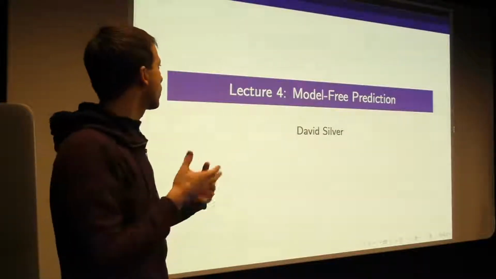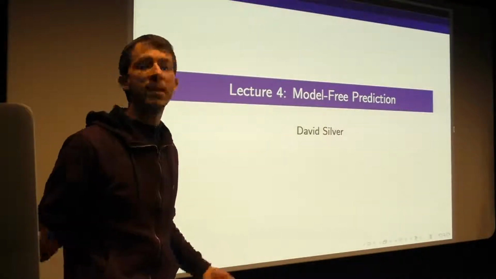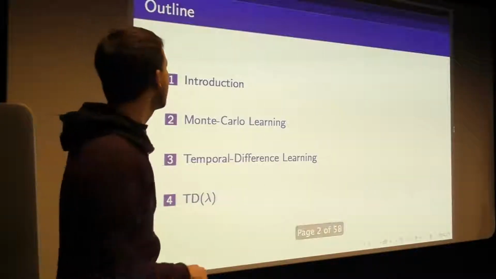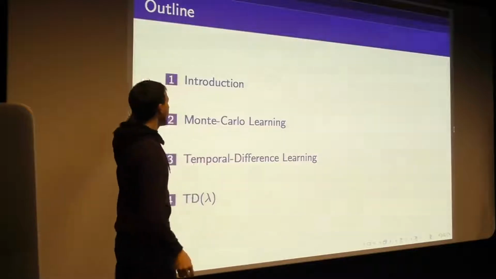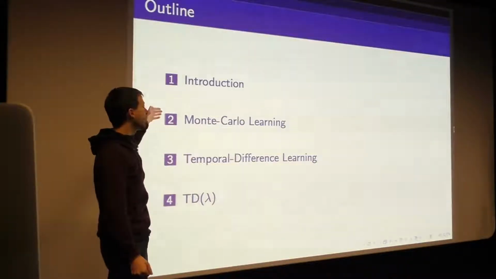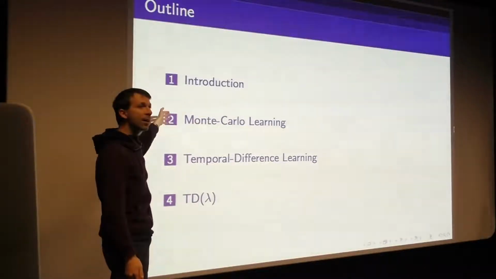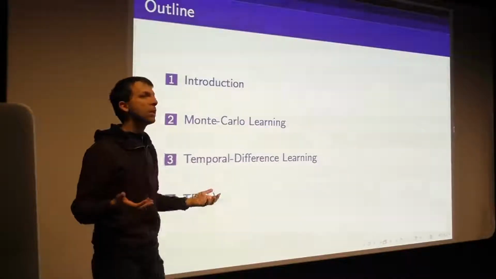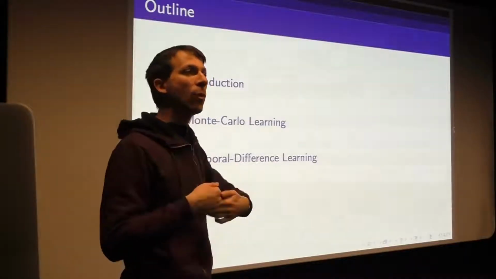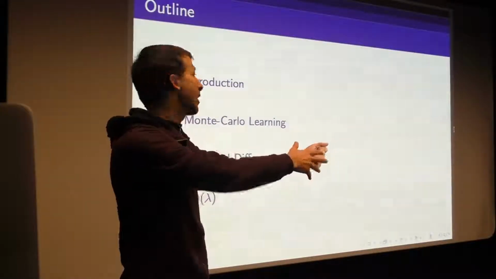So these are methods for which no one tells us the environment, and the agent still has to try and figure out the optimal way to behave. We're just going to start by introducing the basic ideas. And then there are two major classes of model-free prediction that we're going to talk about. First of all, Monte Carlo learning, which in a nutshell we use to mean methods which go all the way to the end of a trajectory and estimate the value by just looking at sample returns.